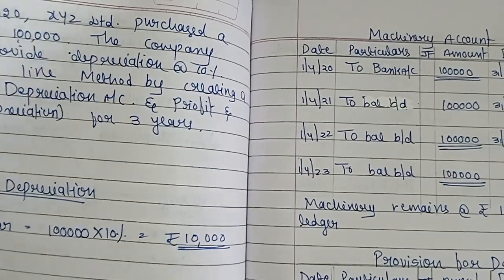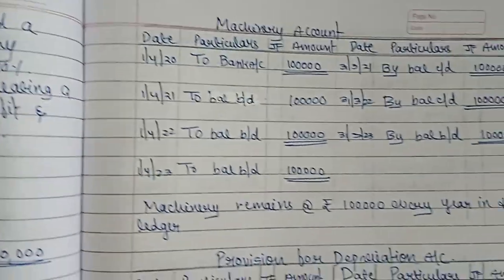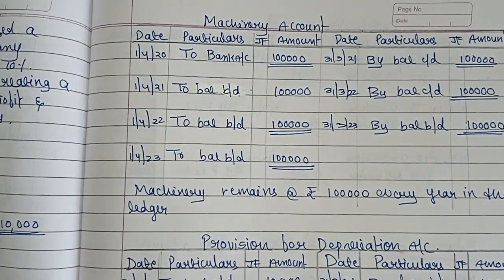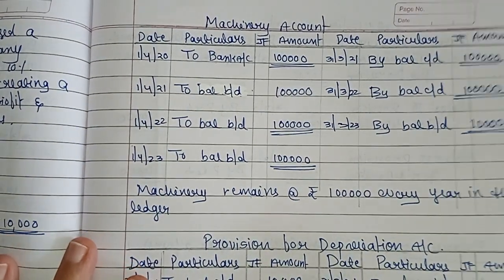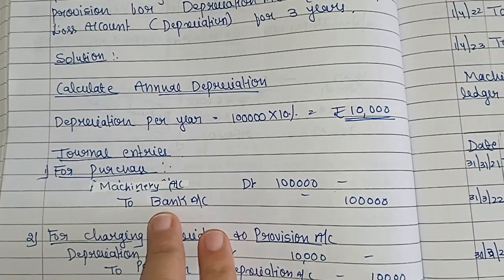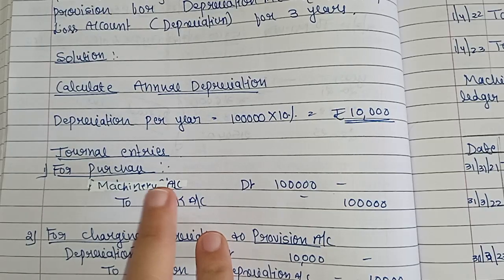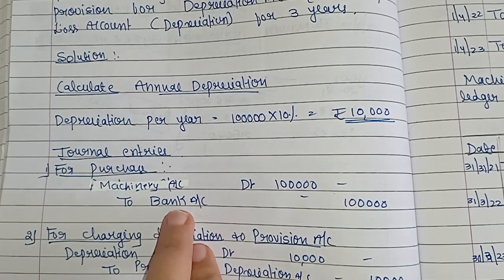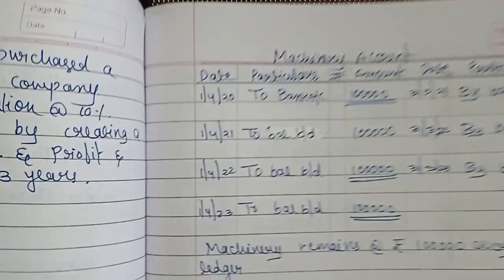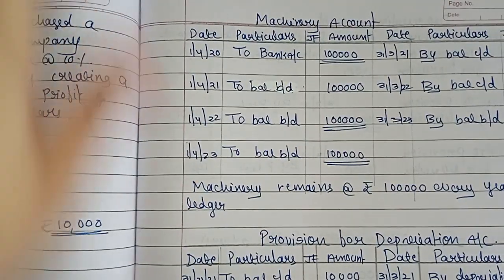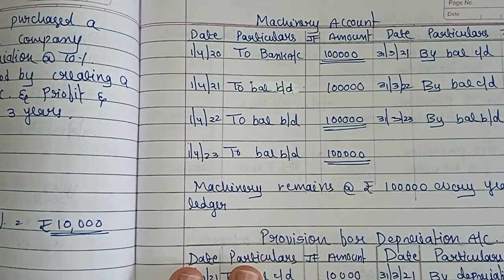Clear? Now we have to create a machinery account for 3 years. This is the format of the ledger. First, see the journal entries. The first one is machinery account debit to bank account. Here we are preparing the machinery account, and the bank account is credited, so we need to debit the bank account under the machinery account. So write down to bank account, how much? Rupees 1 lakh.